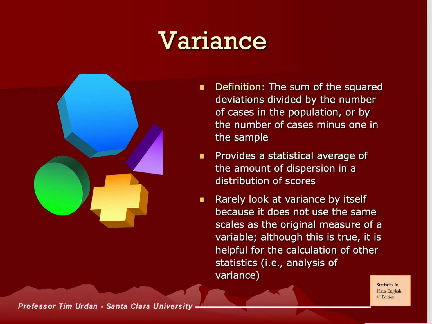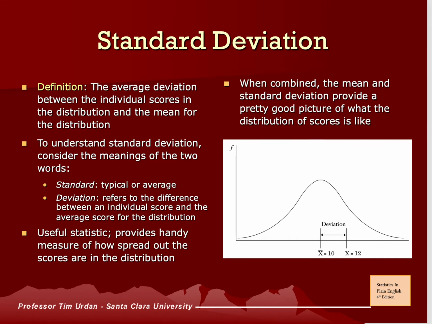We rarely look just at variance because by itself, it doesn't tell us a lot. We really have to know what is the middle, what is the range, then I need to know what is the variance and what is the standard deviation. And when I have all of those pieces of information, I can start making some good conclusions.